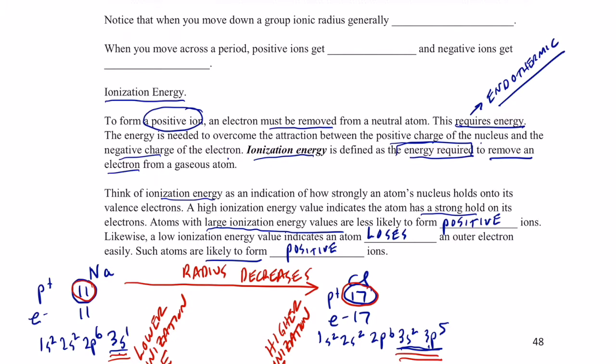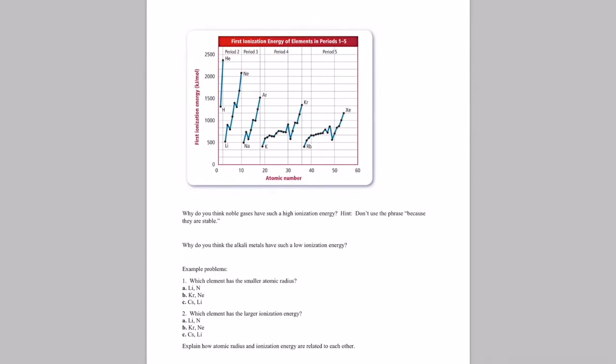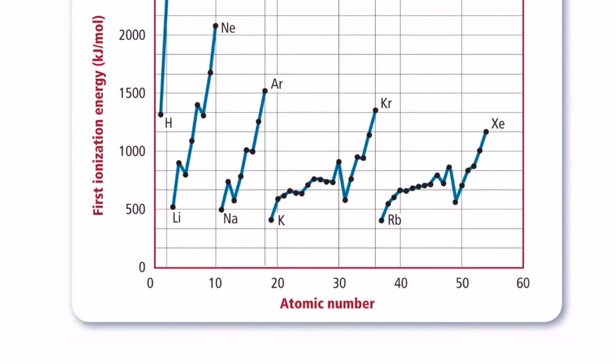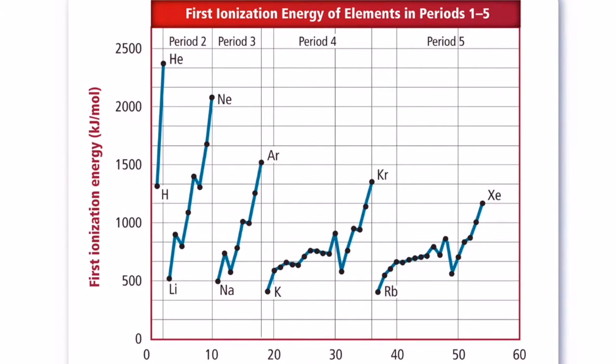Okay? Now, what about when I go down a group? Well, let's take a look here. We were just looking at sodium to chlorine. So let's look at this chart here, which is the first ionization energies of the elements in periods 1 through 5. We were just looking at sodium, and we finished up at chlorine here. And you can see that when we went across from sodium to chlorine, the ionization energy increased. And remember, that's because the atomic radius decreases.